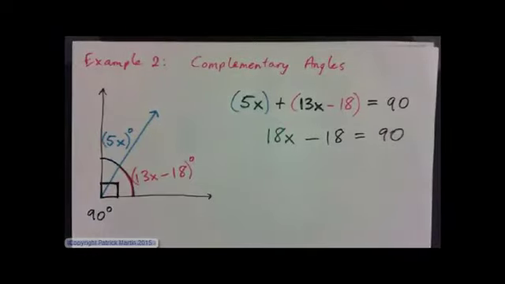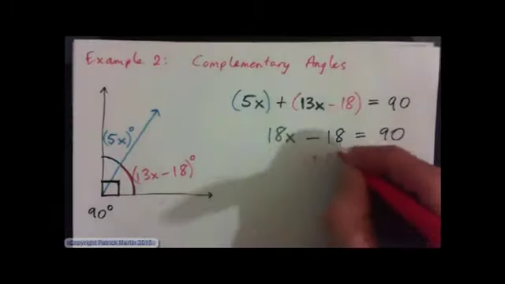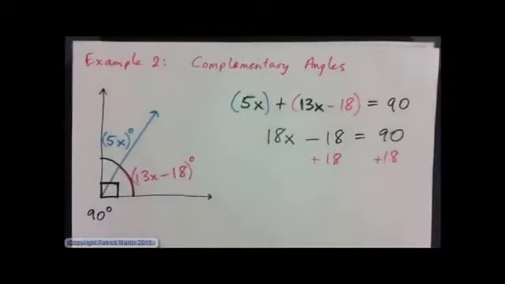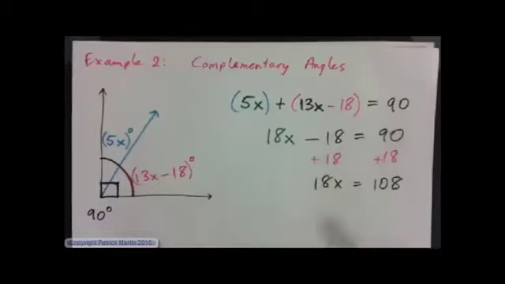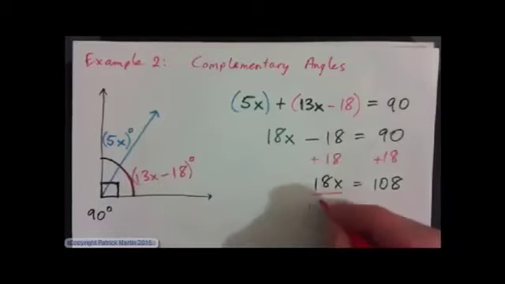Now press pause and solve the equation from here. What do you get? Don't we add 18 to both sides? And we'll get 18x equals 108. Did you get that? And now we divide both sides by 18.